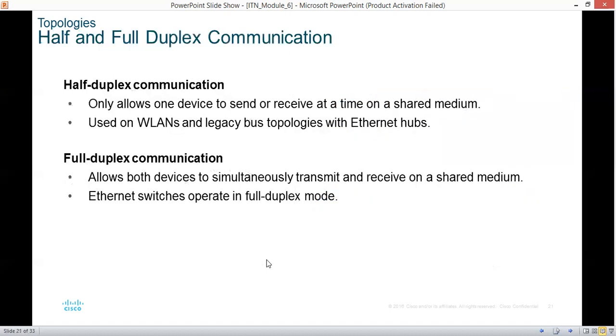Okay, so for half duplex and full duplex, half duplex allows one device to send or receive at a time. I've explained this before, but this is when we talk about duplex communication. So topology can communicate as half or as full. If it's half, it means that when one device is sending, the others will be waiting, and once the line is available, others can now send.